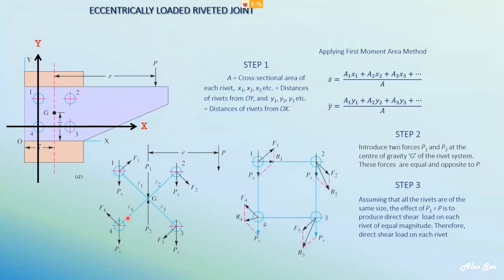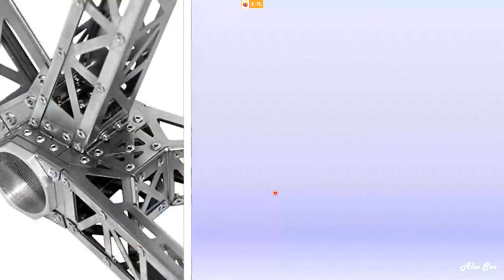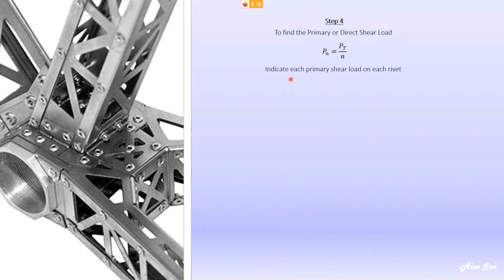Okay, so we don't go to this diagram first. Now, step 4, to find the primary forces, that is P1, P2, P3, and P4. This is the total load that you have, 40 just now. This n here is the number of rivets, 4. So 40 over 4. P1, P2, P3, P4 must each have a 10 kilonewton force. So indicate each primary shear load on each rivet as P1, P2, P3, and P4.